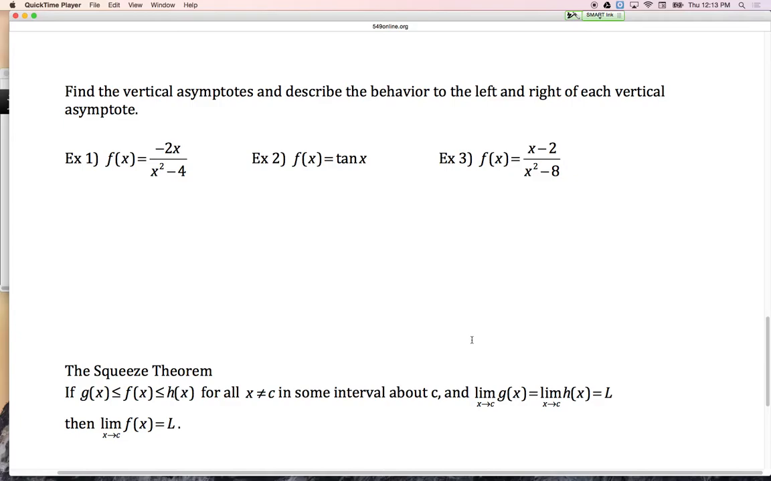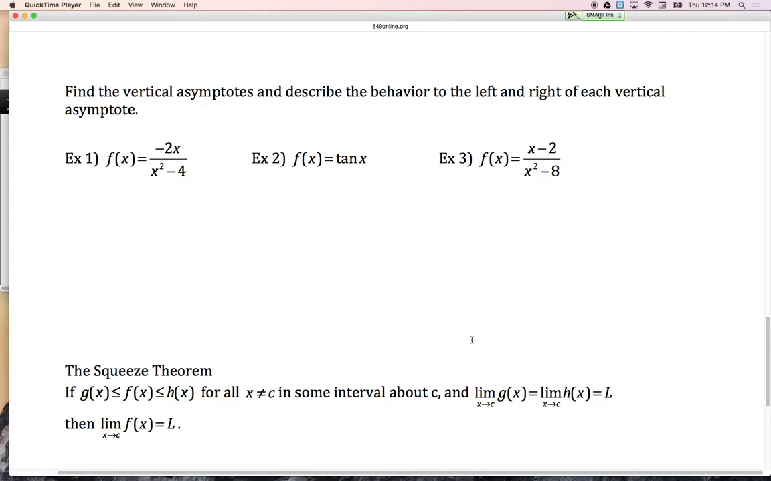Let me tell you, the best thing you can do is see if the fraction simplifies first. The absolute best thing you can do is see if the fraction simplifies first, because if it does simplify, you're going to get rid of the holes. You see what I'm saying? If you can simplify it, you'll get rid of the holes, and you won't mistake those for a vertical asymptote. Does this first one simplify at all? No.